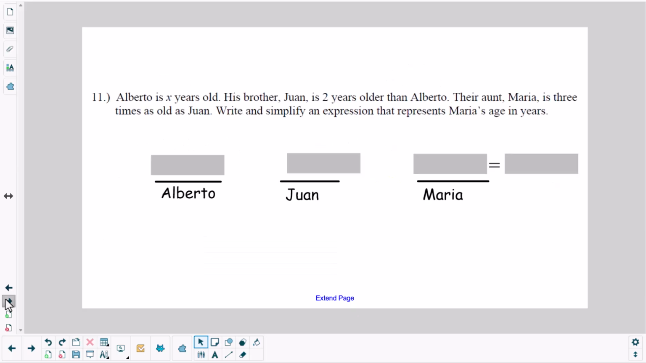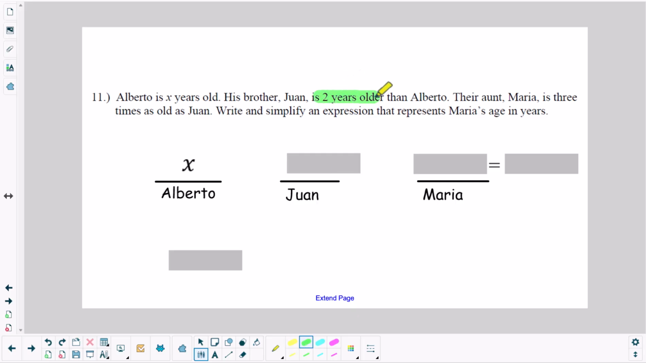In number 11, it says that Alberto is X years old. His brother Juan is 2 years older than Alberto. Their Aunt Maria is 3 times as old as Juan. Write and simplify an expression that represents Maria's age in years. Well, I've got 3 different blanks here. One for Alberto, who is X years of age. And then we have Juan, who is 2 years older than Alberto.